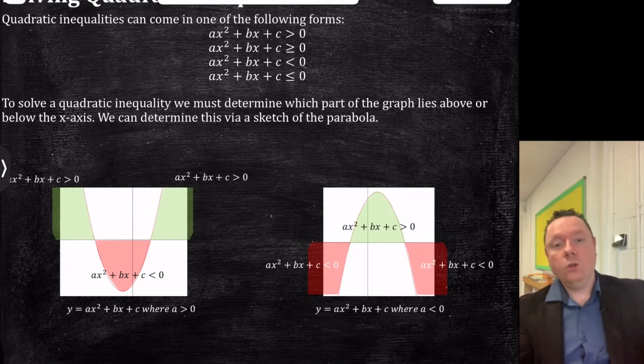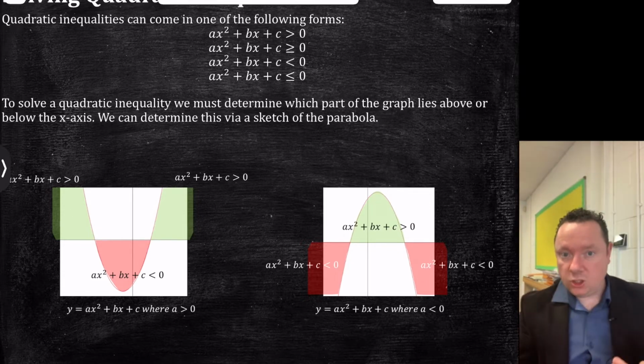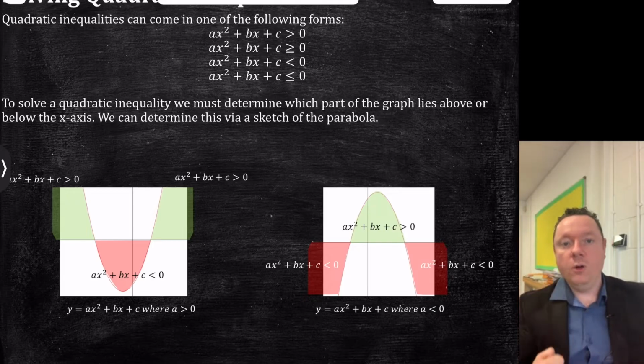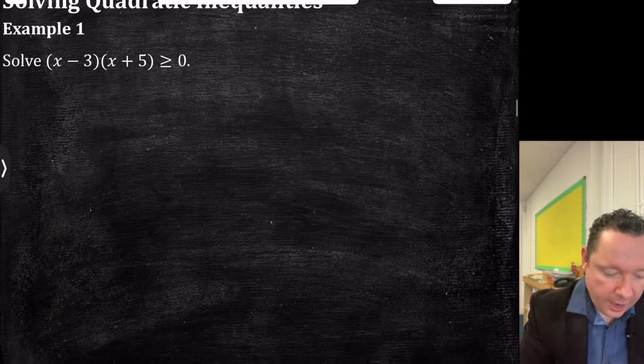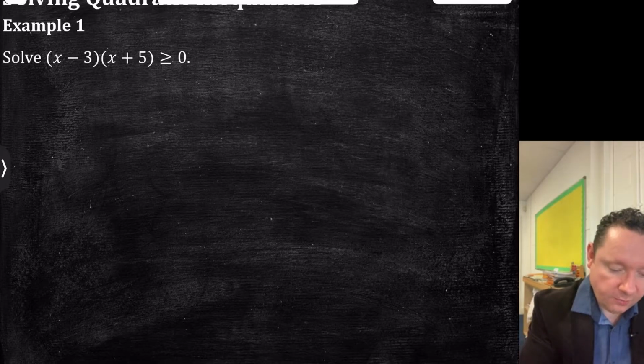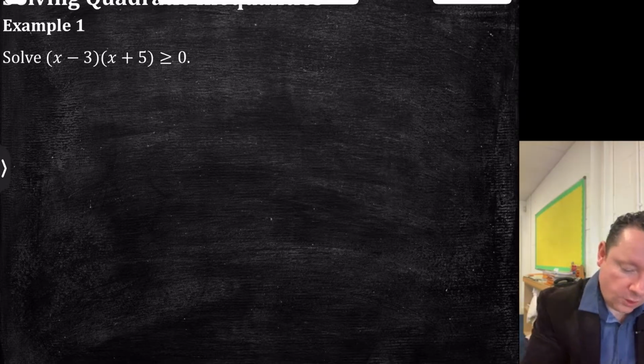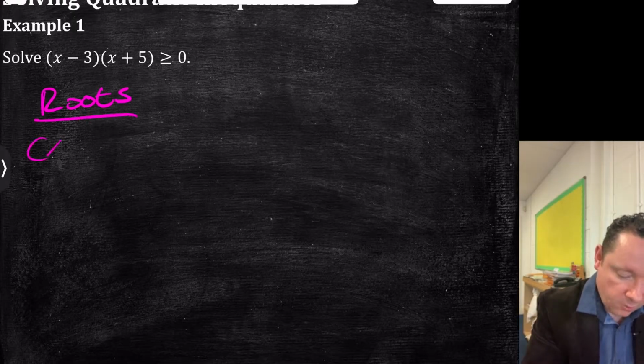And for each question, all we'll do is find the roots, draw a picture, and just look where it's above or below the x-axis. So example 1 says, solve (x minus 3)(x plus 5) is greater than or equal to 0. So the first thing we do is just find our roots as normal. So to find our roots, we make it equal to 0.